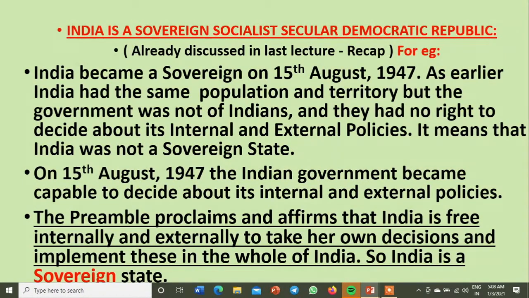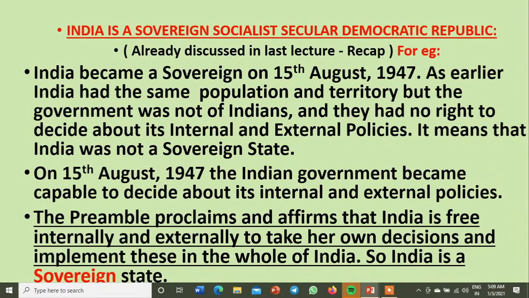Now India is free to decide about its internal policies, like our Prime Minister Modi. He converted the state of Jammu Kashmir into two union territories, that is Jammu and Kashmir and Ladakh. This is his internal policy. No country can object over it. And external policies also he is free to make. Like nowadays he is making good relations with USA. This is his external policy. No country can object over it and he needs no approval from any other state.